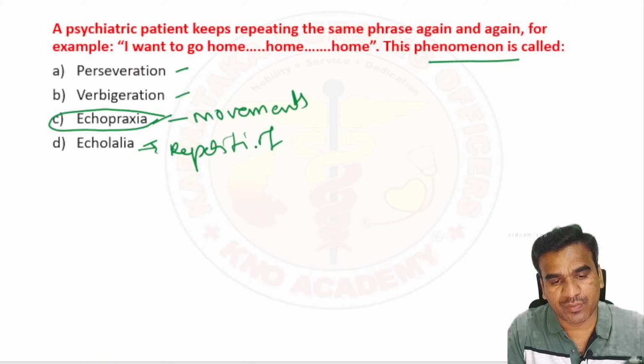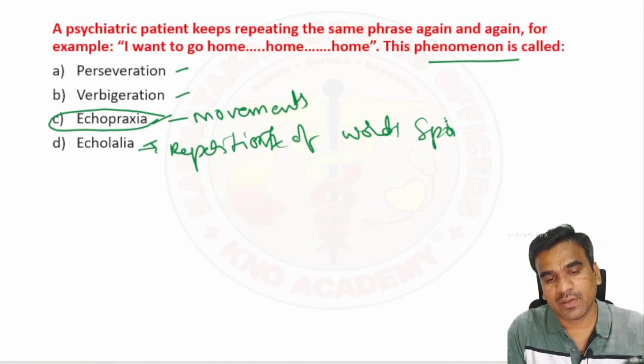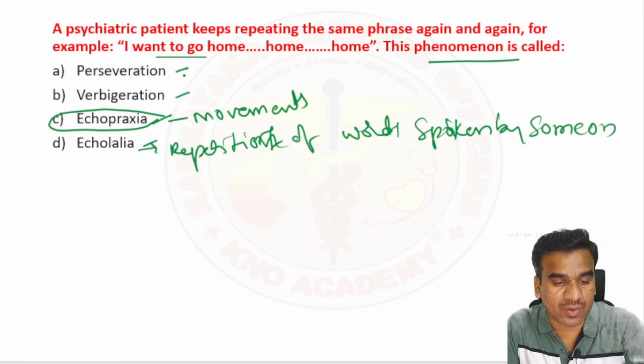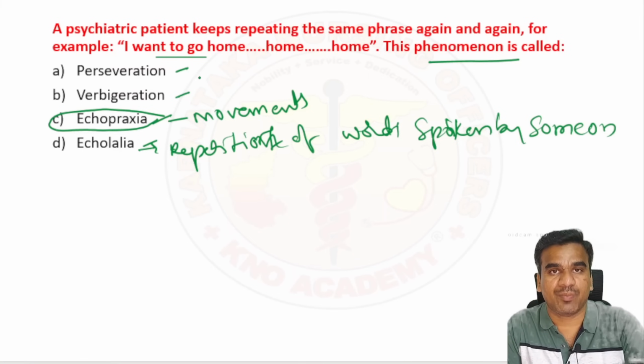Okay, repetition of words spoken by someone. Okay, so verbalization is the right answer for this. Verbalization is the repetition of sounds without apparent purpose.